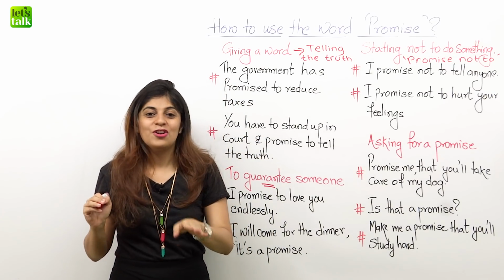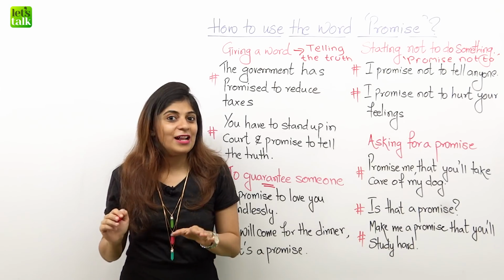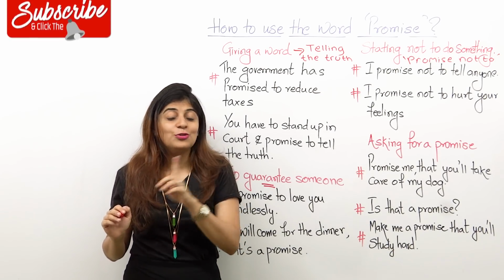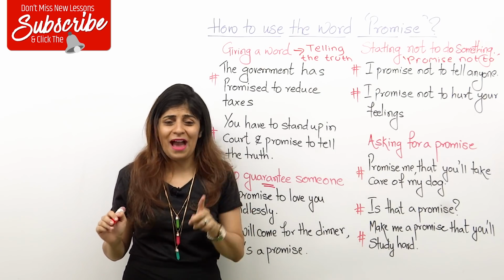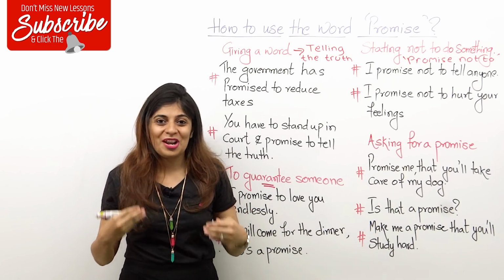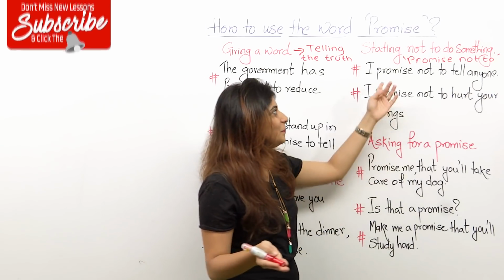So your friend just shared a secret with you, and she wants to make sure that you don't share it with anyone else. I hope you don't do that, because that's bad manners. If someone shares a secret with you, you are not supposed to tell it to anyone.